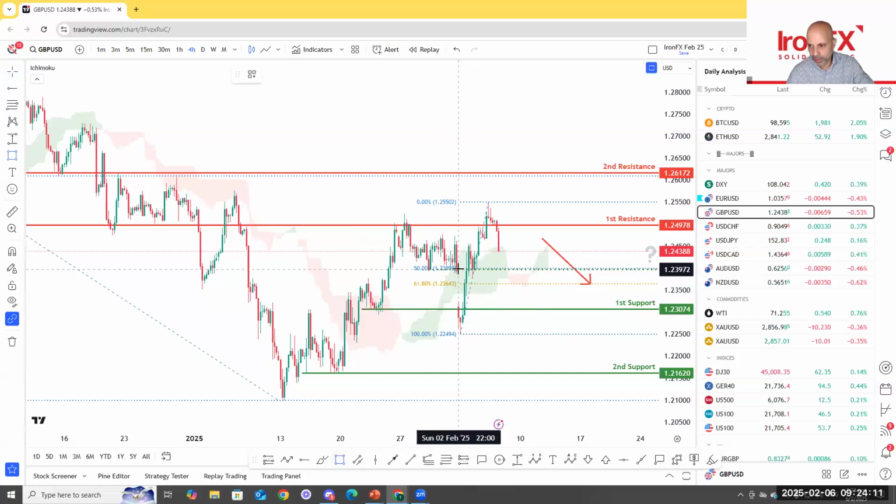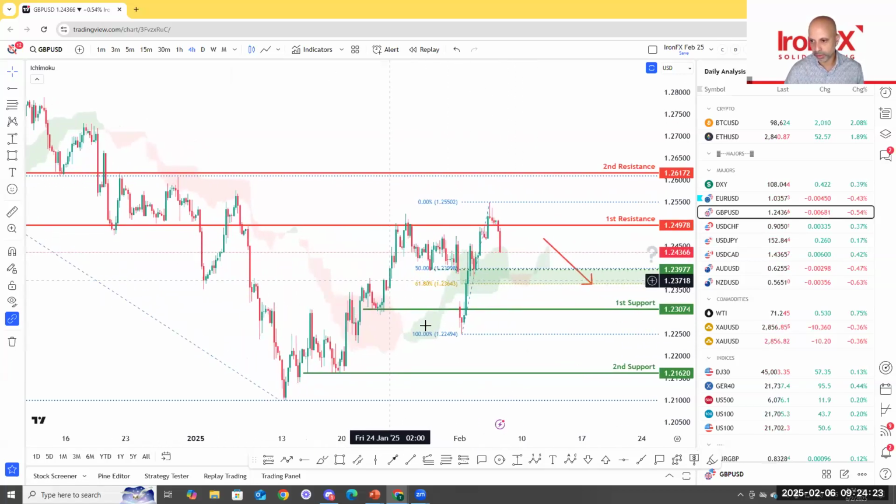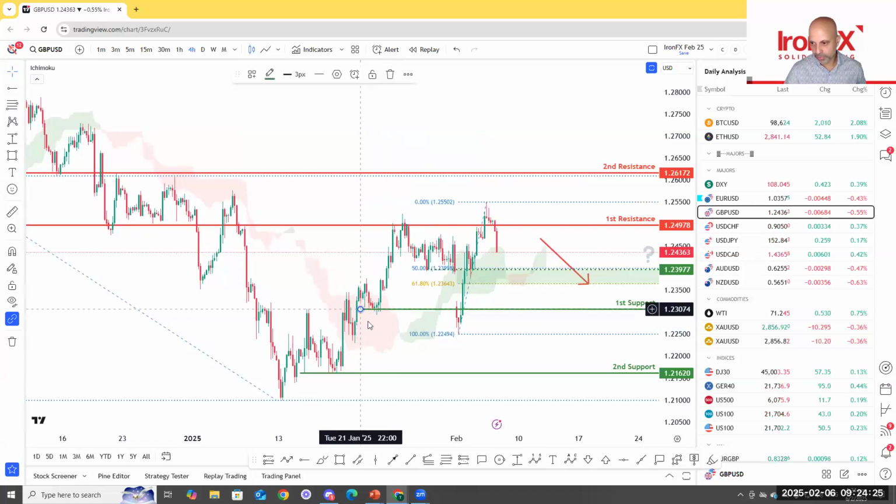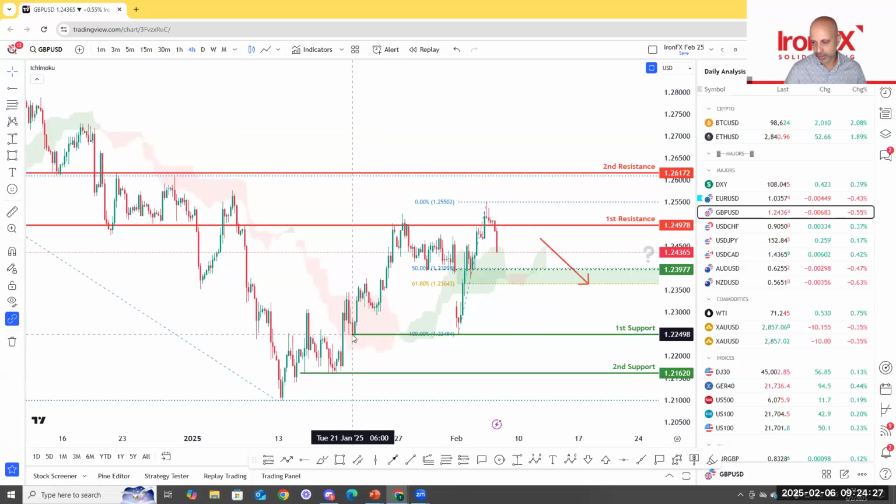Because if this zone here, that's identified between the 50 and 60% Fibonacci retracement, fails to hold up, cable is very likely going to make a good run towards the first support. Okay, on the 4-hour time frame, first support, I would adjust it just a little bit lower to 1.2250.